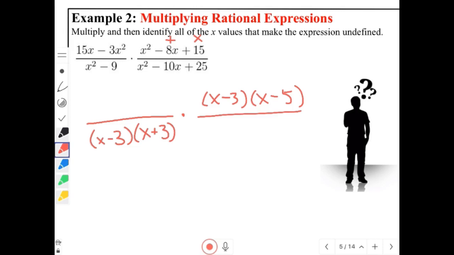Then on the bottom, we're doing that same method. So what multiplies to get positive 25, but adds up to get negative 10? That's going to be x minus 5 and x minus 5.